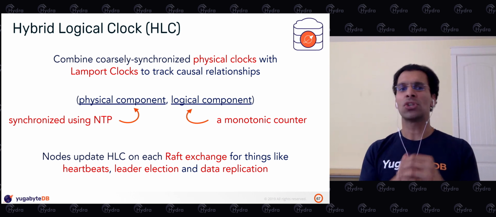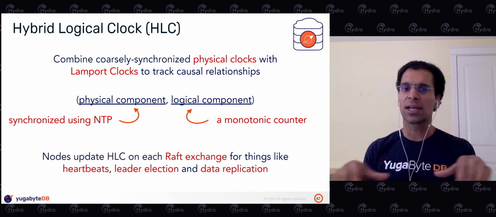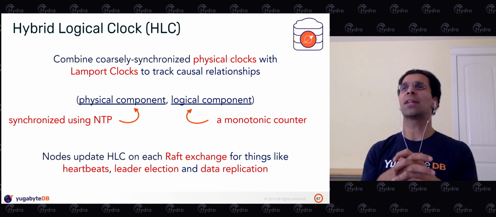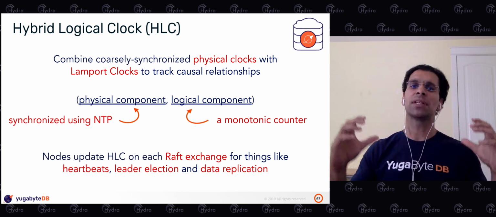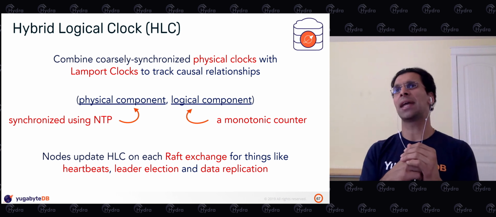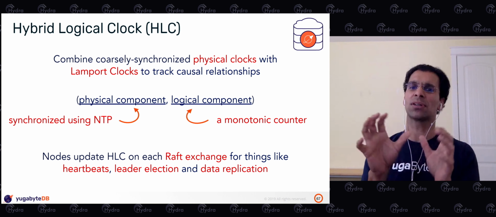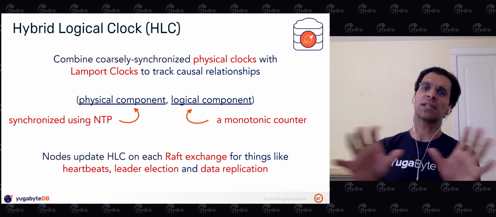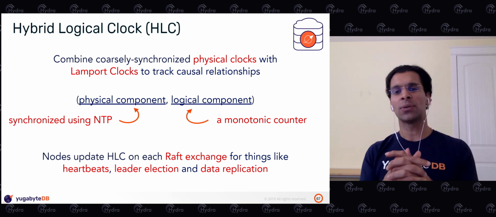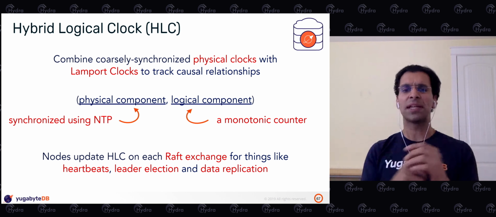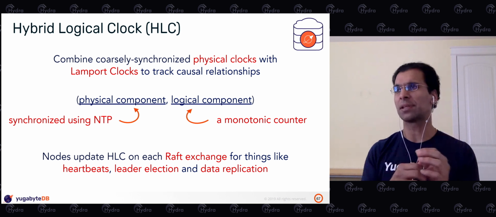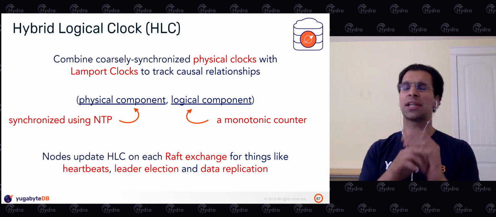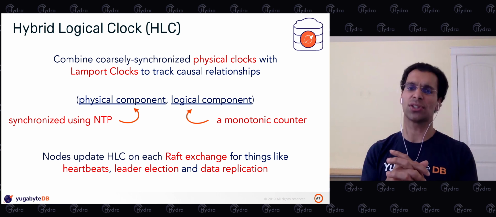So assuming that you have NTP to coarsely synchronize these physical components to make sure nothing runs away, like many hours ahead, you'll find that overall the system is able to keep catching up to a time, and anytime there are causal relationships, you can track them through the system of physical and logical clocks, right? Now, these clocks are updated on every exchange: every Raft heartbeat, every leader election, every data replication, every transaction coordinator message. Any of these things, it exchanges this clock.